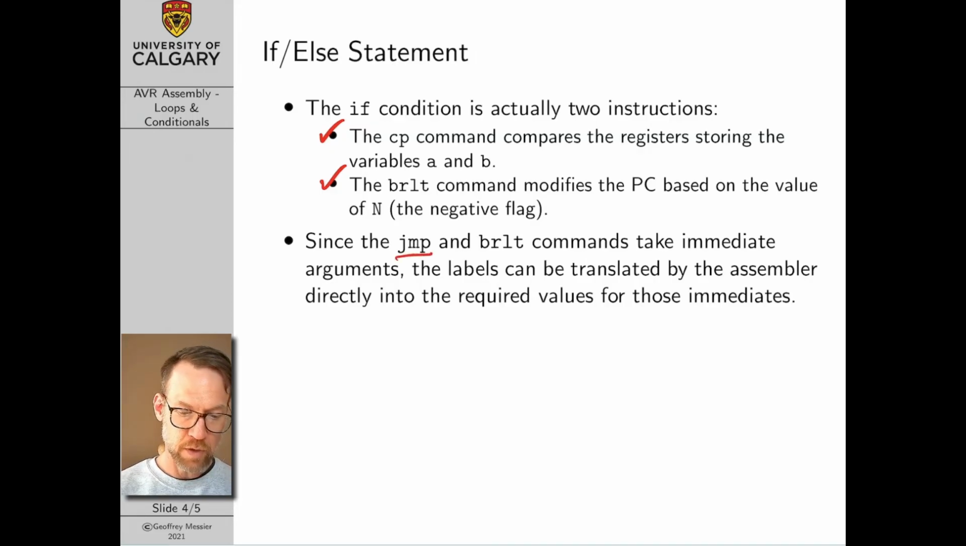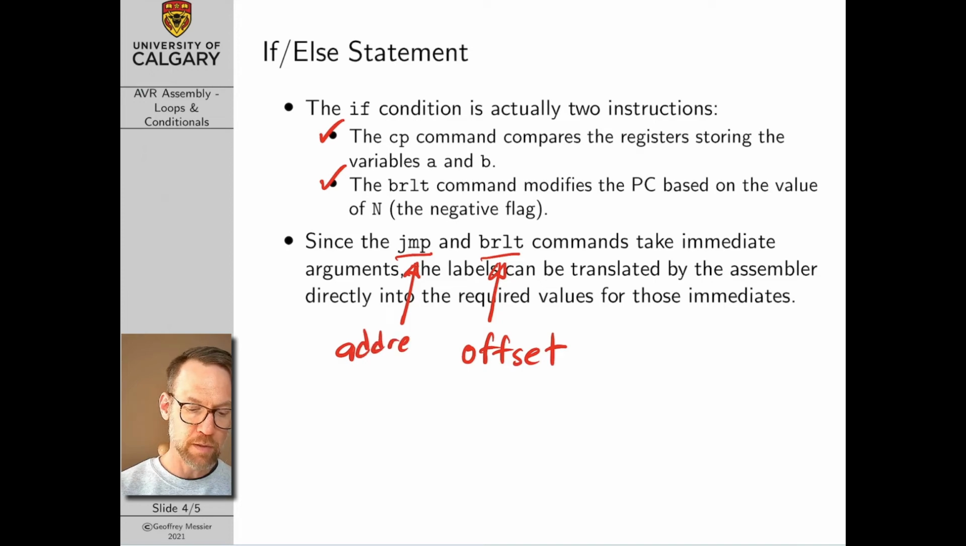Since jump and branch less than take immediate arguments, the labels that we use are translated by the assembler directly into the required values for those immediates. So branch less than and jump both took labels, right? We gave them both labels. But in the case of these 2 commands, the assembler did different things with those labels. For branch less than, the assembler used the label to calculate an offset, and for jump, the assembler used the label to calculate an actual address that gets embedded inside the machine language code.